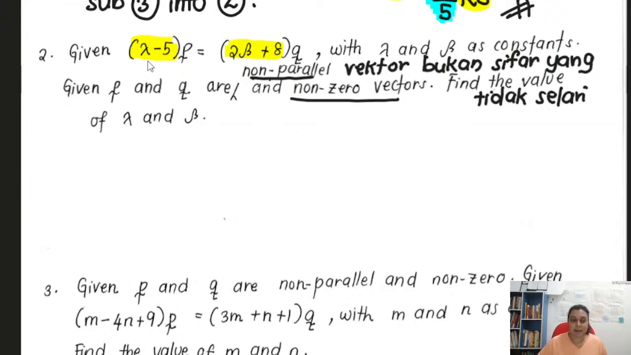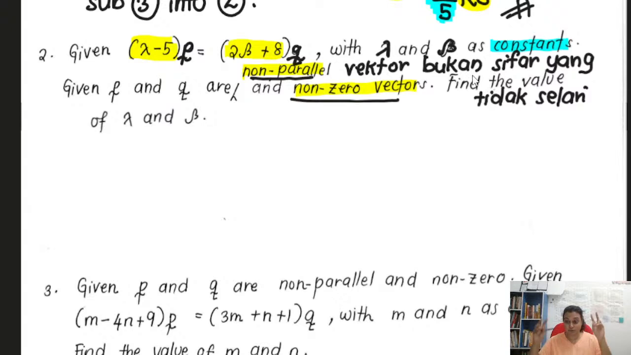So we continue. Lambda tolak 5, this is vector P. 2 beta tambah 8, this is vector Q. So you have 2 vectors here, P and Q. Lambda dan beta ialah pemalar. Take note, lambda dengan beta ialah pemalar. P and Q are non-parallel and non-zero. Please take note of this. Non-parallel, non-zero. Bukan sifar dan tidak selari.